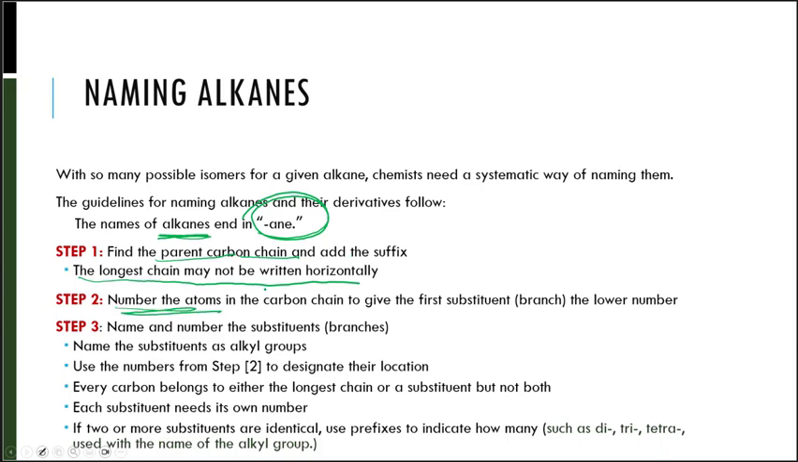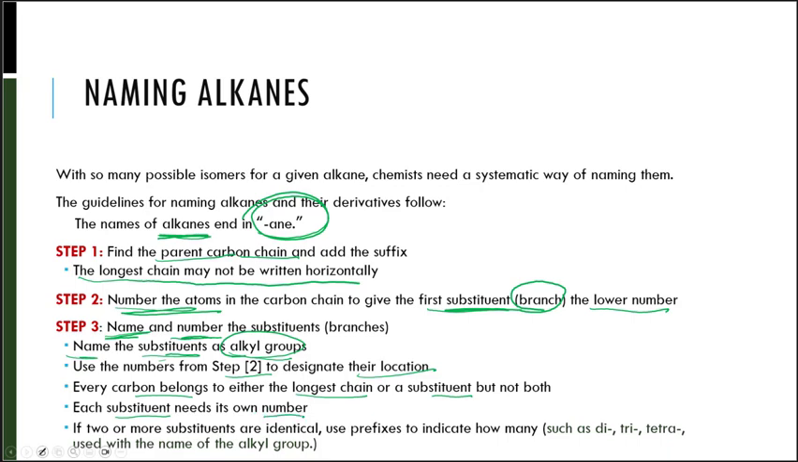You number the atoms in that carbon chain to give the first substituent, or the first branch, the lowest number, like in that last example. Then you name and number those branches or substituents. You name the substituents as alkyl groups, and use the numbers from step 2 to designate their location. Every carbon belongs to either the longest chain or to a branch, but not both.